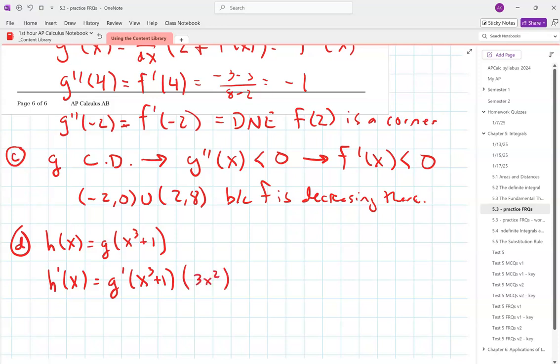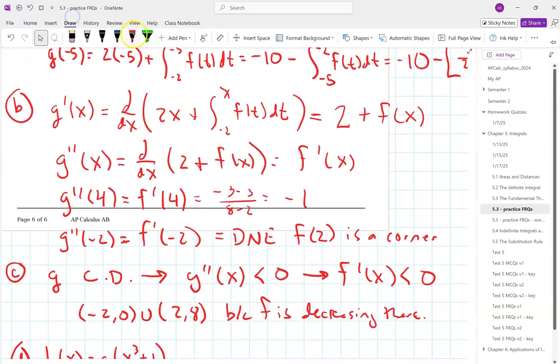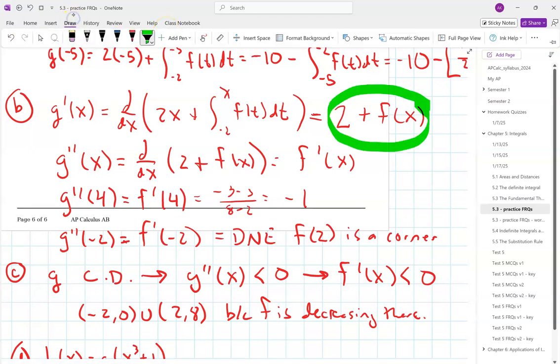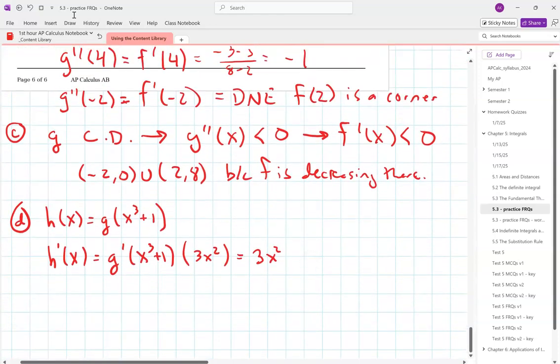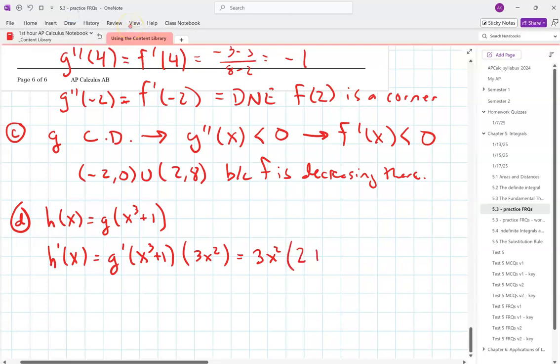So that. Is everybody okay there? Now, we've done g prime already, right? Notice that we wrote that down. So, oops, thought I changed my pen back. That's going to be 2 plus f of x cubed plus 1. Is everybody okay there?